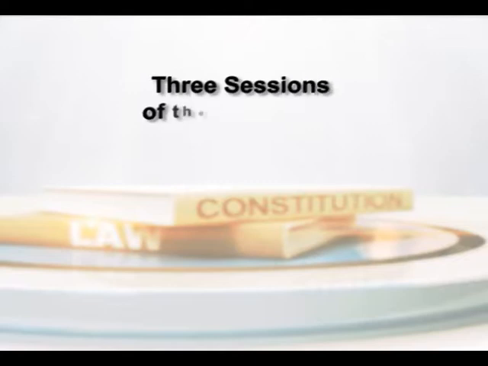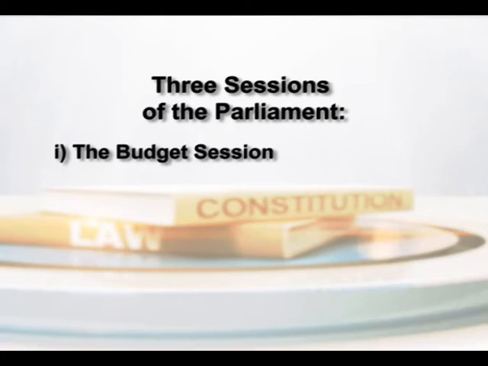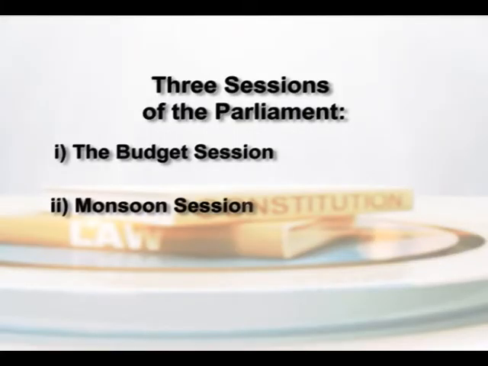Generally, there are 3 sessions in our Parliament. The first is the budget session, which usually commences in between the months of February to May. This is followed by the monsoon session, which usually takes place from the months of July to August. And the third session is the winter session, which usually happens within the months of November and December. Now let us understand what actually happens at the very beginning of a session.